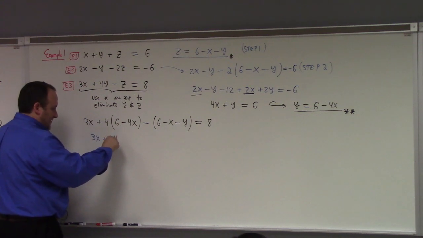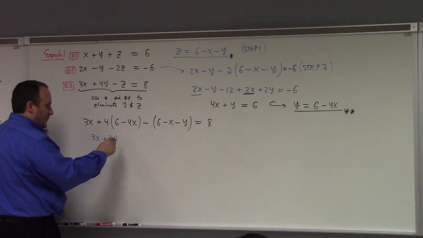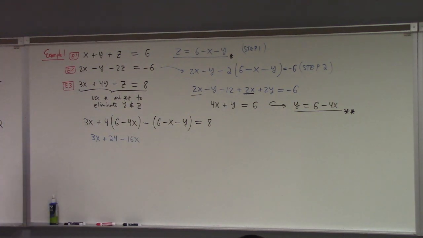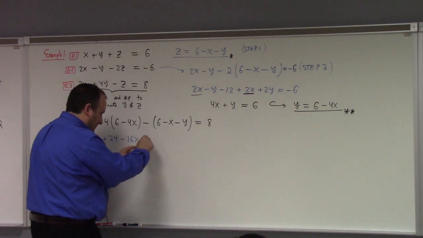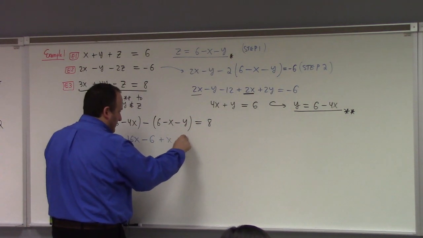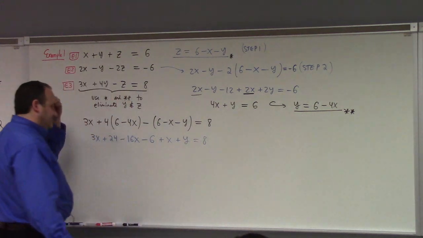The weekend needs to start. 24. 4 times 4 minus 16x. And then you just distribute the minus. Minus 6 minus minus is plus. Minus minus is plus. Equals 8.